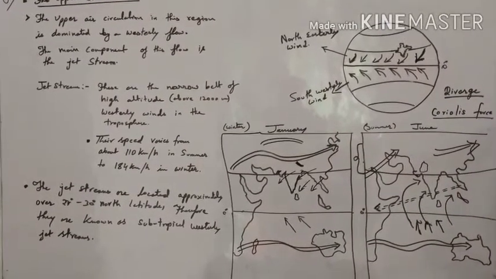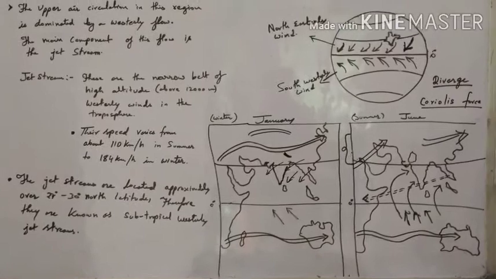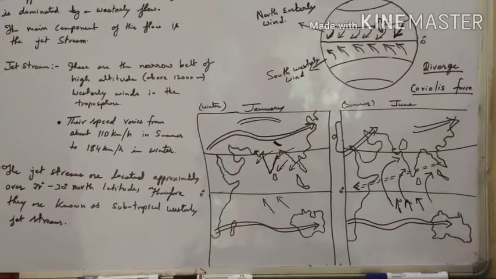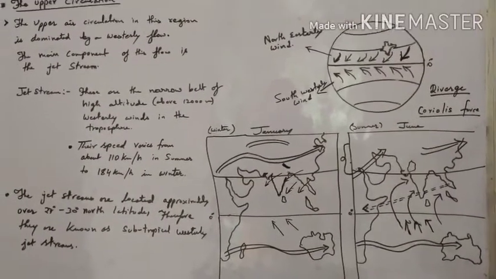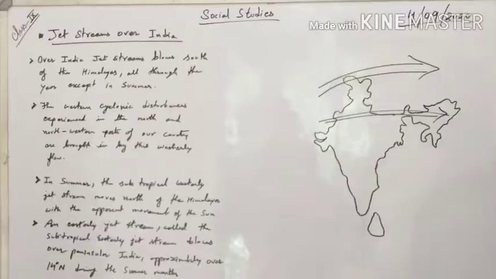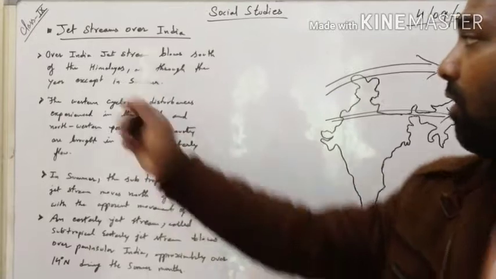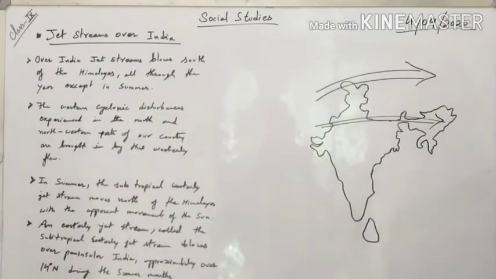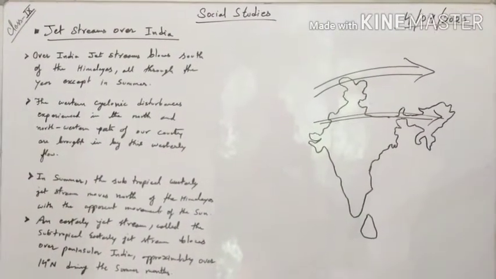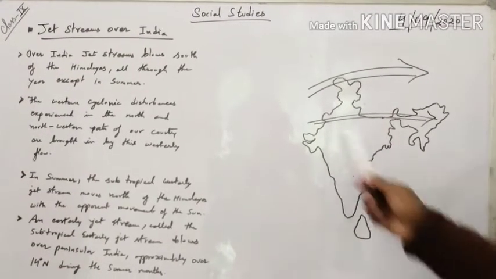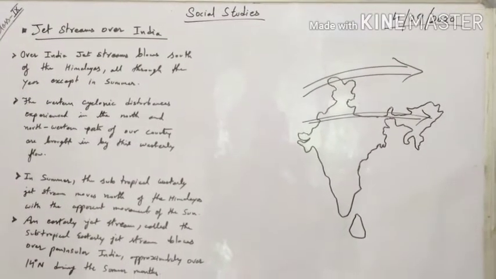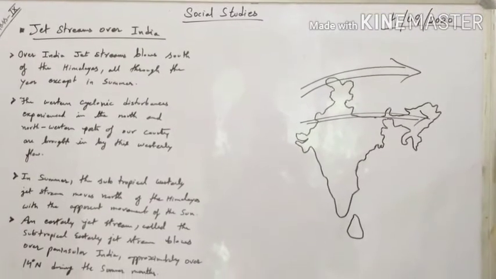These are known as the subtropical westerly jet stream. Why? Because they are located in the subtropical region. That is why they are also known as the subtropical westerly jet stream. Now another point is the jet stream over India. Over India, the jet stream blows south of the Himalayas all throughout the year except in summer. Besides the summer season, throughout the year this stream blows over India, and that is towards the south of the Himalayas.